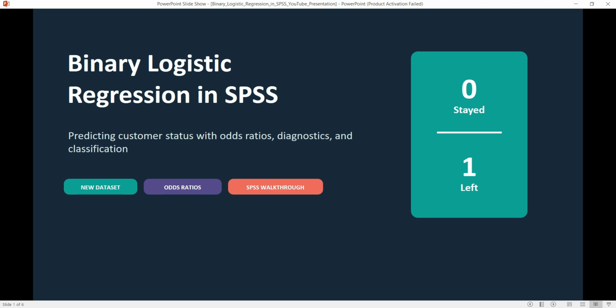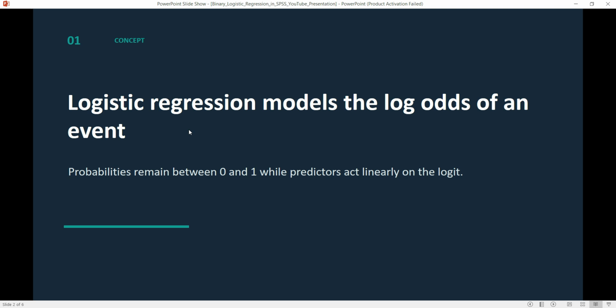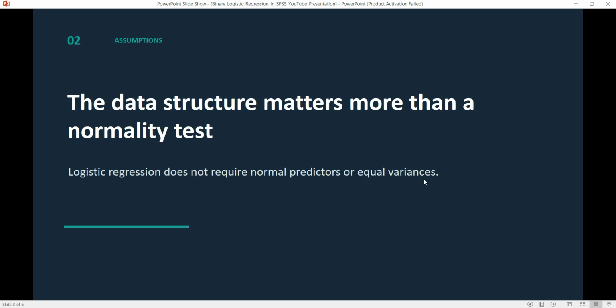logistic regression in SPSS. So we put the data as customer 0 equal to customer stay and 1 equal to customer left because we are predicting customer status with odds ratio, diagnostics, and classification. Logistic regression models the logit odds of an event. Probabilities remain between 0 and 1 while predictors act linearly on the logit.